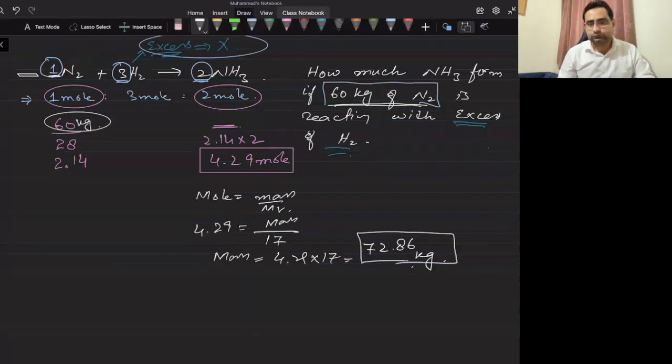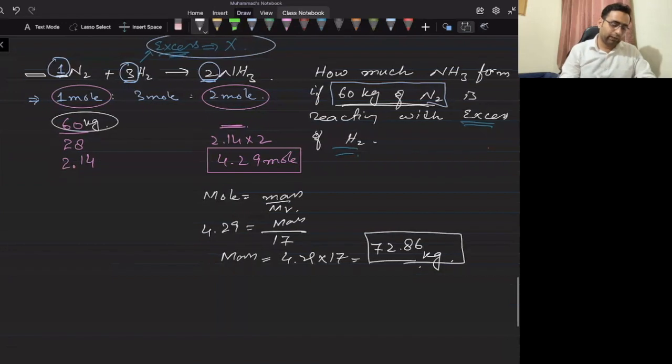This is not the Mr for hydrogen. This is the Mr of nitrogen. Mass for nitrogen is given as 60 kg. Mark this, you may be asked this question. This is not H2, this is N2. 14 times 2, this is 28.